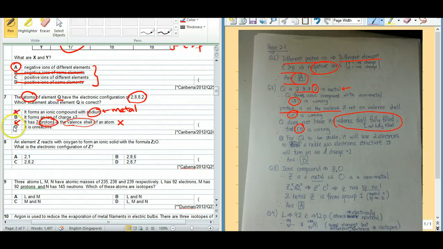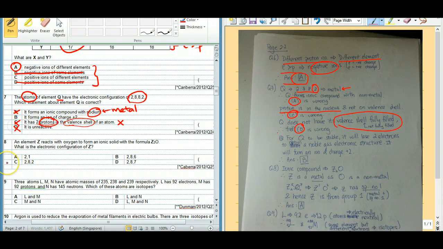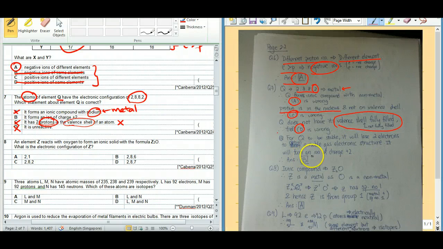C is wrong. So now our only possible answer is B. So let's look at B. We know that for Q to become stable, Q will actually lose 2 electrons to obtain a noble gas electronic configuration. Hence, it will form an ion of a charge of +2. That means Q will become a Q2+. Hence, B is the correct answer.